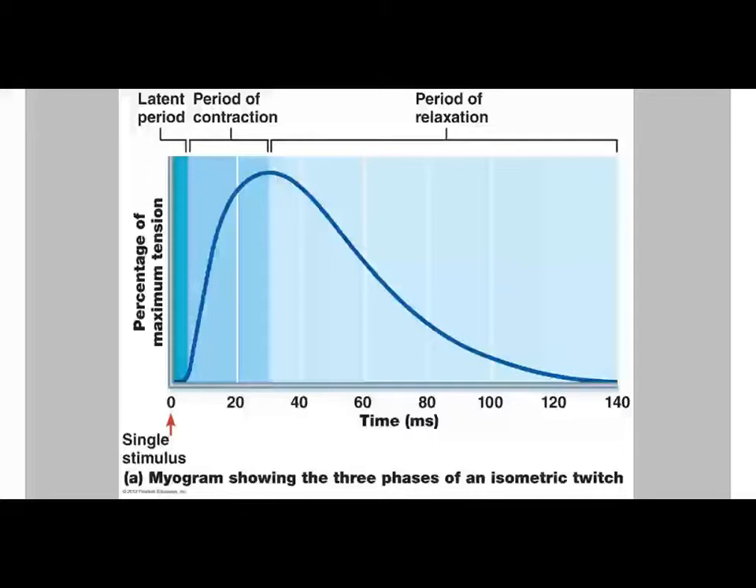Finally, we get the period of relaxation, and this is when the sarcomere goes back to its resting length. So latent period: arrival of the action potential, release of calcium, binding of calcium, and formation of the cross bridge. Period of contraction: we're going through the cross bridge cycle, tension is building within the muscle. And then period of relaxation: calcium is being pumped back into the SR, the cross bridge has detached, and the sarcomere is going back to its resting length. That is one single twitch. That's the result of one single electrical stimulus or one action potential.